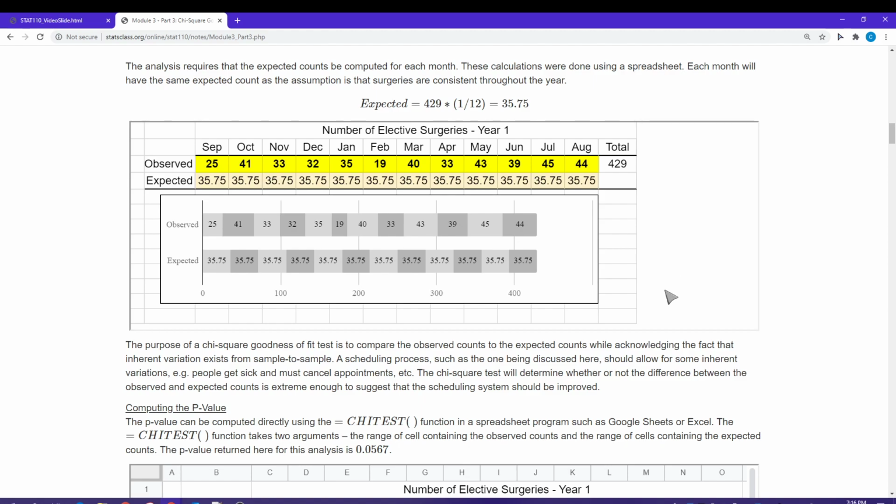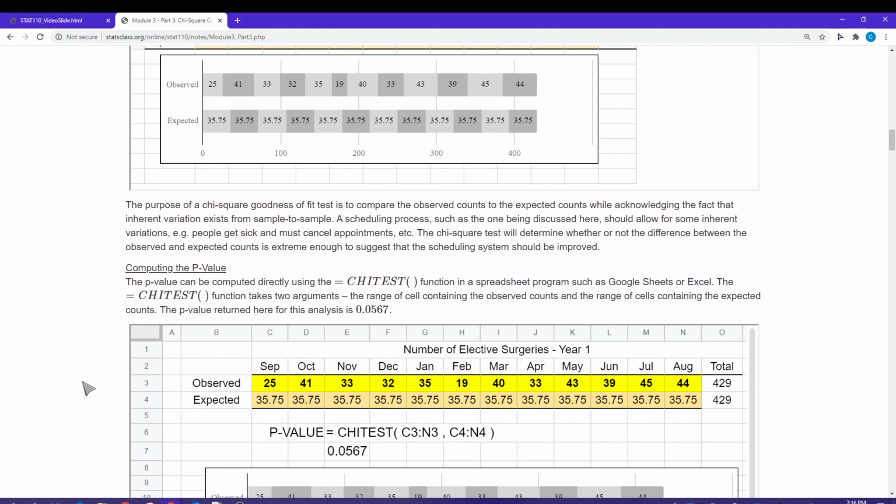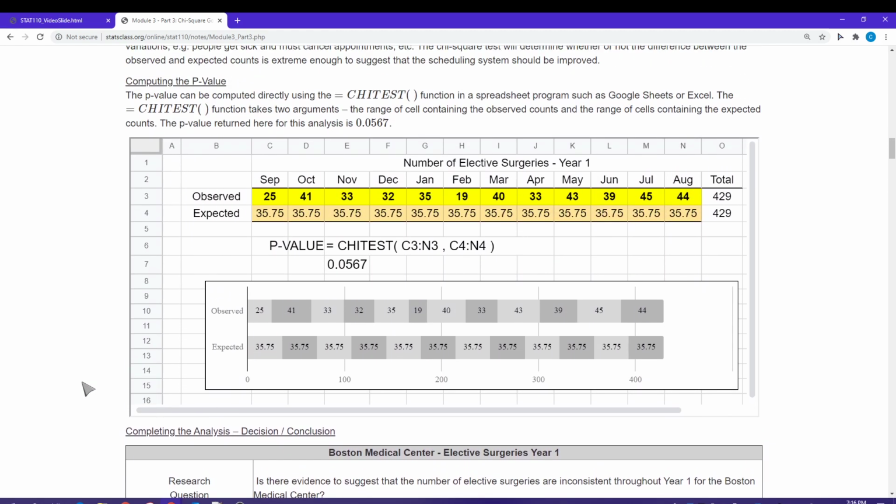Once I have the observed values and the expected values, I'm able to conduct my chi-square test. Again, I have a separate video that goes through and shows you how to actually do this test in Google Sheets. And the process is exactly the same in Excel. So in Excel, it is also the CHISQ.TEST function that will return the p-value for this analysis.